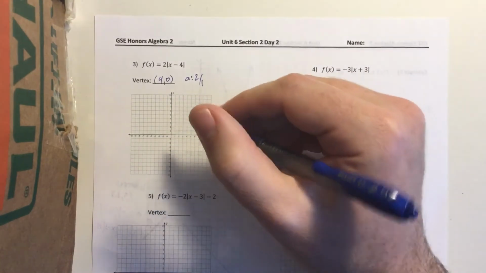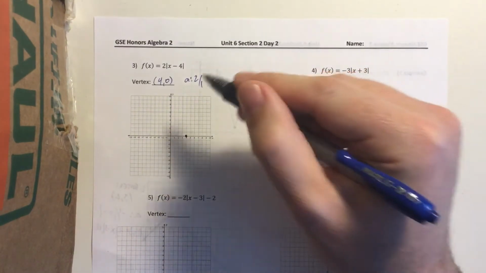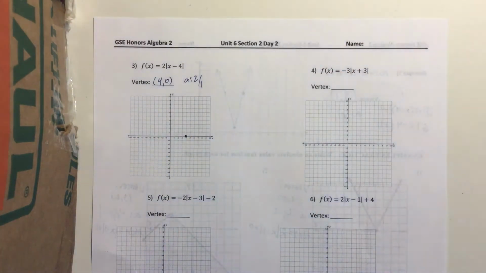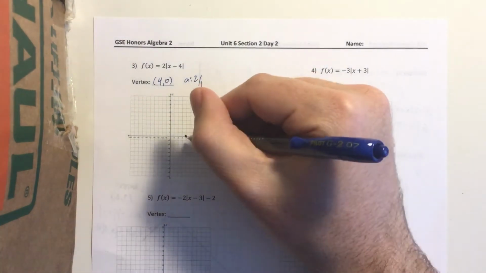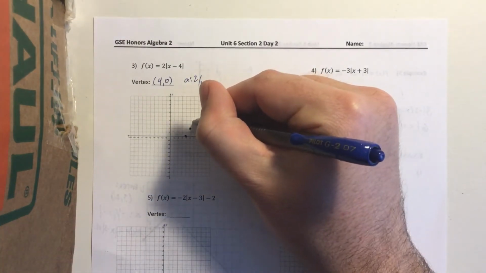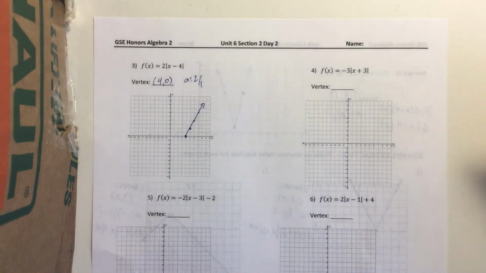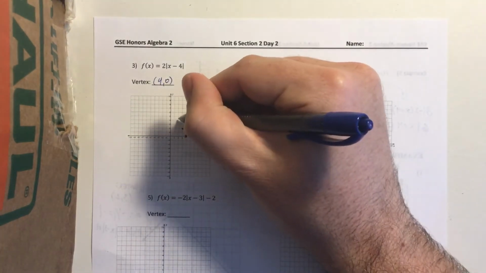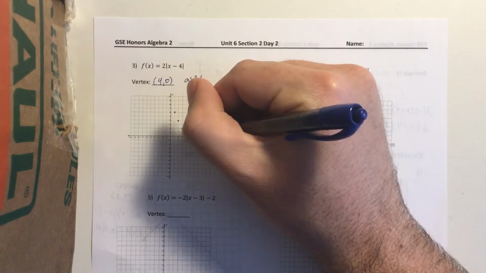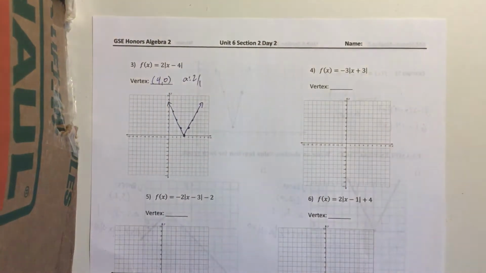And so if I plot my vertex 4, 0, the slope for the right side of the graph is going to be up 2 over 1. We're going to follow that up. We would just want to do the same thing on the other side, but go to the left. And there we go.